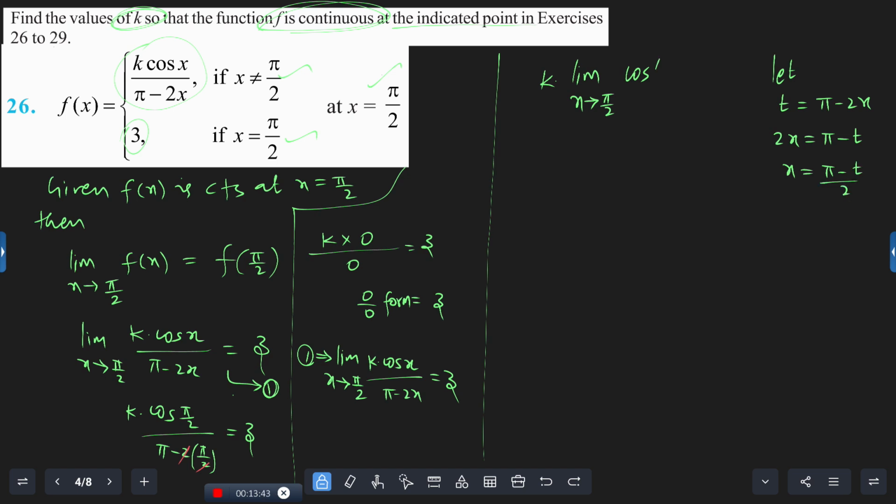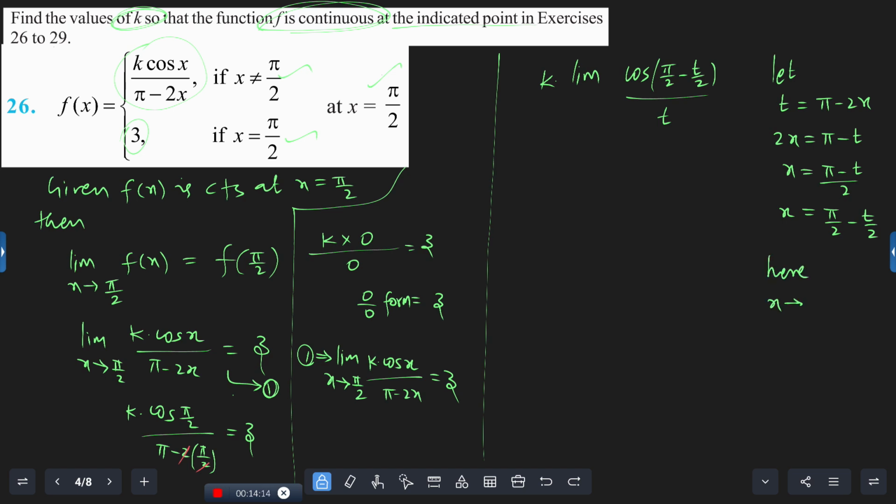So instead of x, I can write pi by 2 minus t by 2, separately. So this is cos of pi by 2 minus t by 2, whole divided by t, the denominator I assumed. That's it, so there is no x here. Have you noticed there is no x here? Then x you should not mention. Then what is t? Listen carefully.